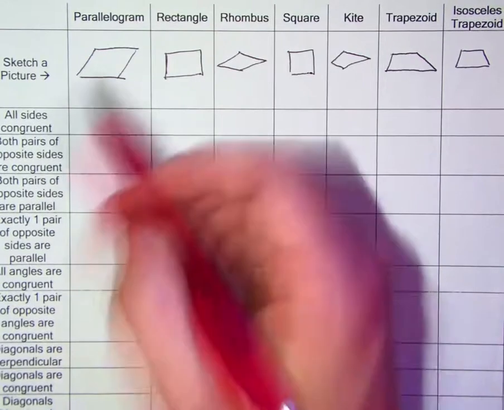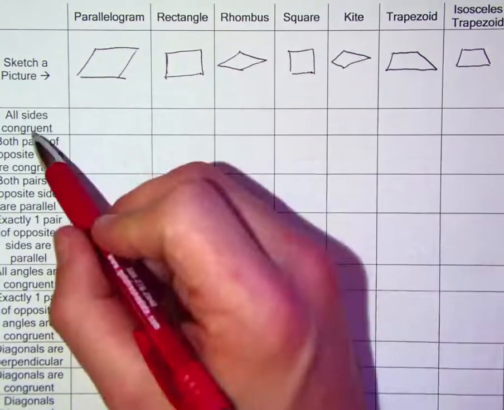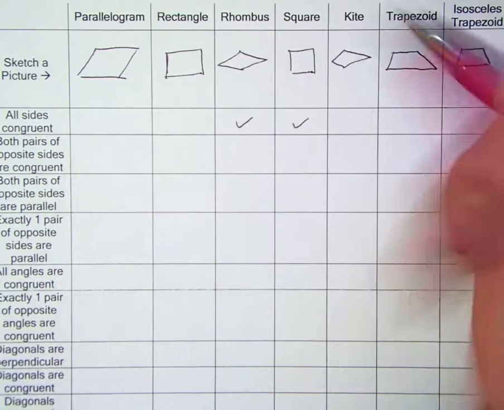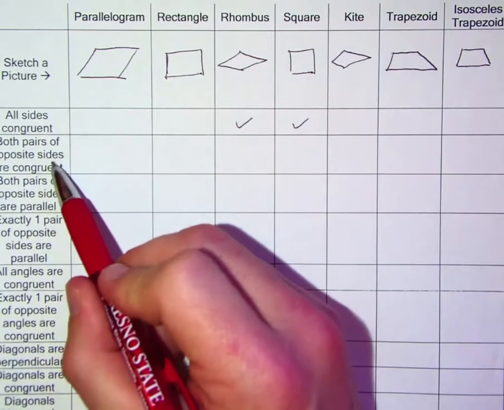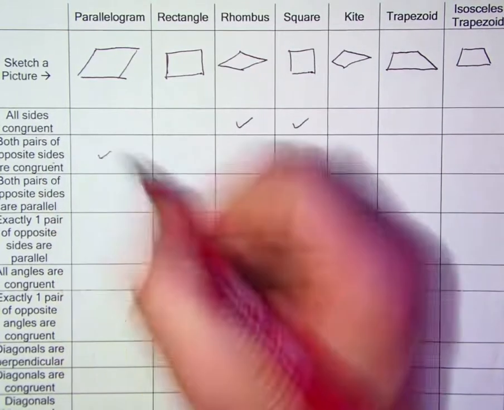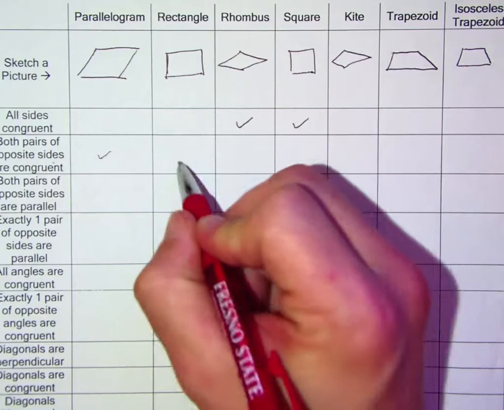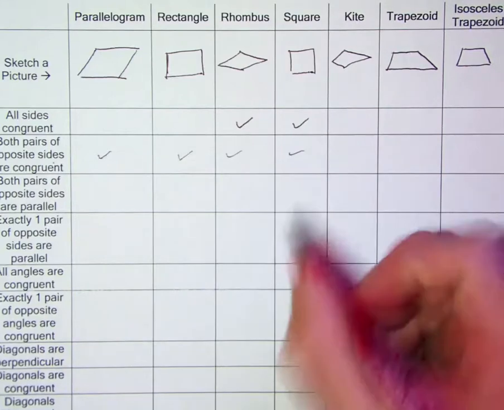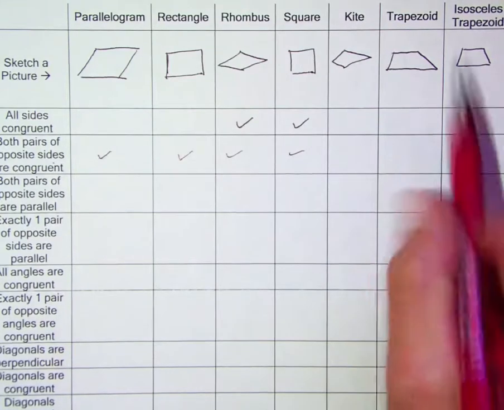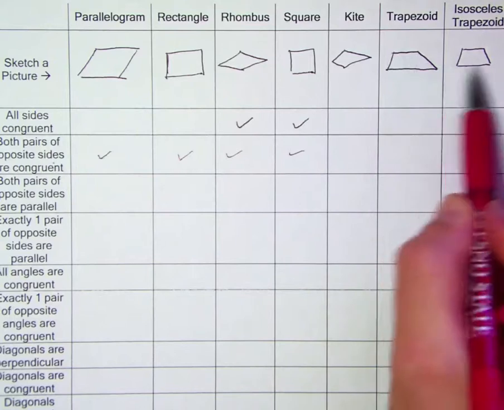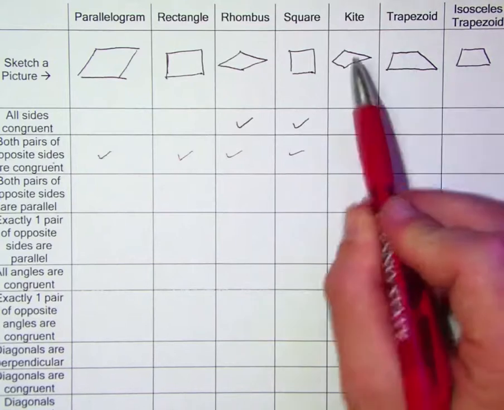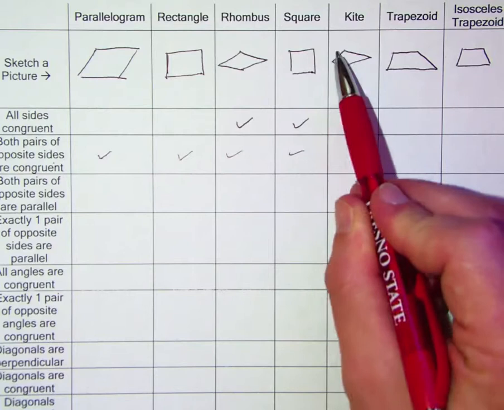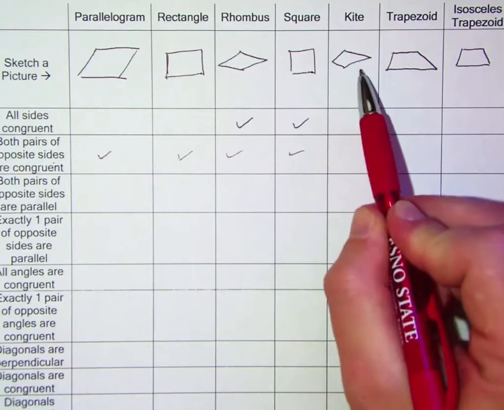Okay, here I go. Well, equilateral would be a rhombus and a square. Both pairs of opposite sides are congruent. That's a parallelogram. But same thing with a rectangle, rhombus, and square, because they're all parallelograms. No, no, no. This has one pair of opposite sides. Sorry, isosceles. These have two pairs of congruent sides, but they're not opposite. They're consecutive here and consecutive here.